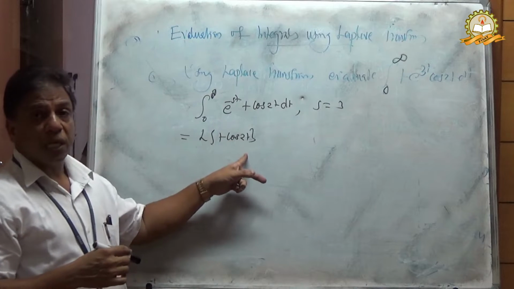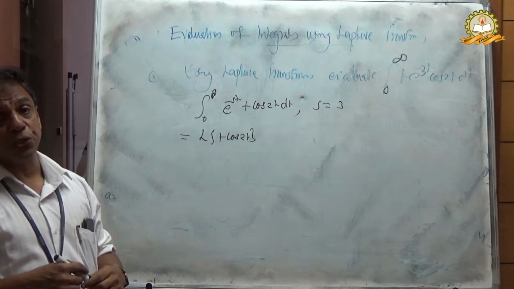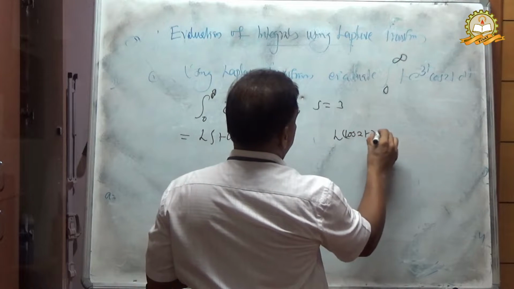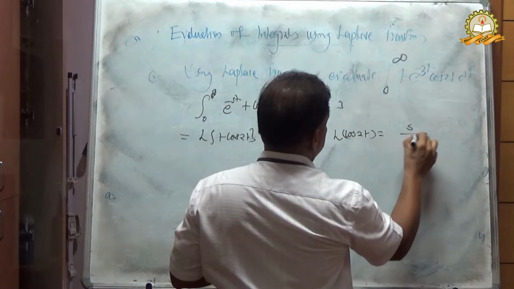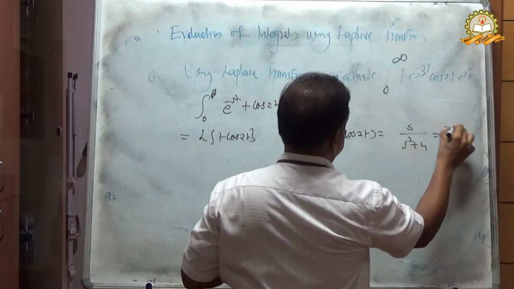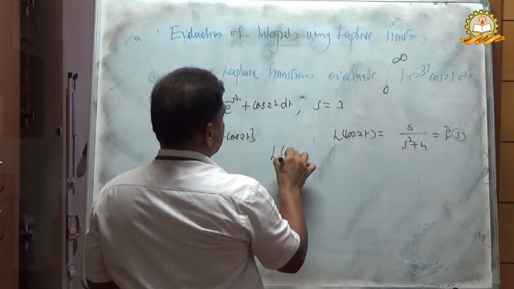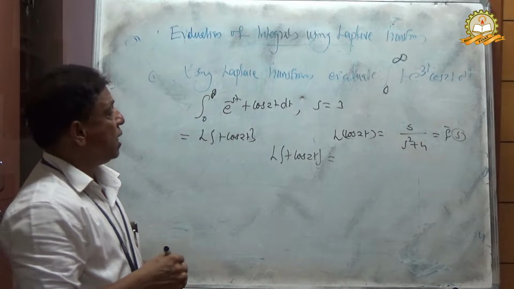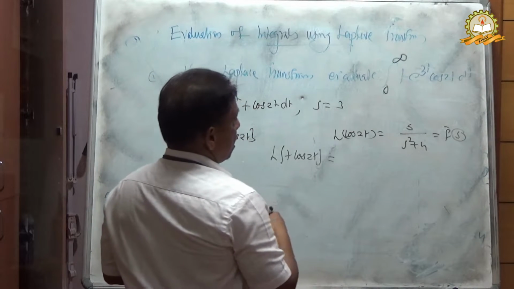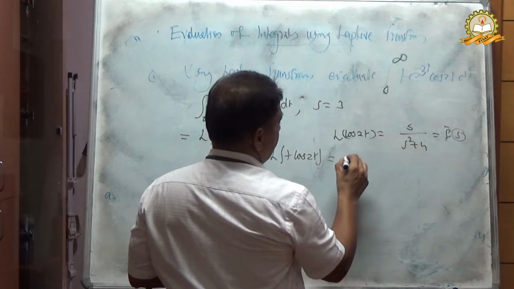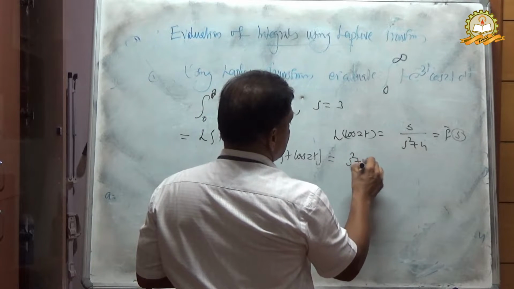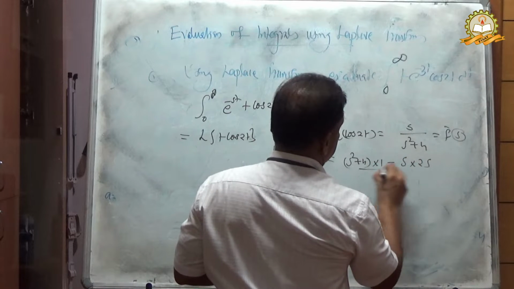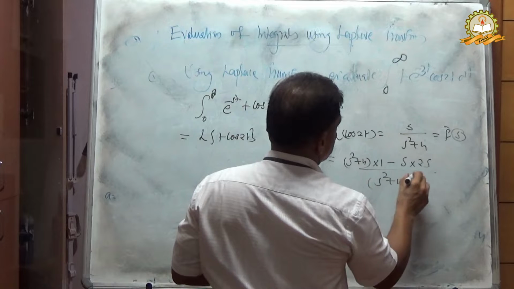For the Laplace transform of t cos 2t, we can use the multiplication by t raised to n property. By using this result, first find L of cos 2t. L of cos 2t is equal to s by s square plus 4. This is known as f bar s. To find the Laplace transform of t cos 2t, we apply the quotient rule to s by s square plus 4: s square plus 4 into 1 minus s into 2s, divided by s square plus 4 the whole square.